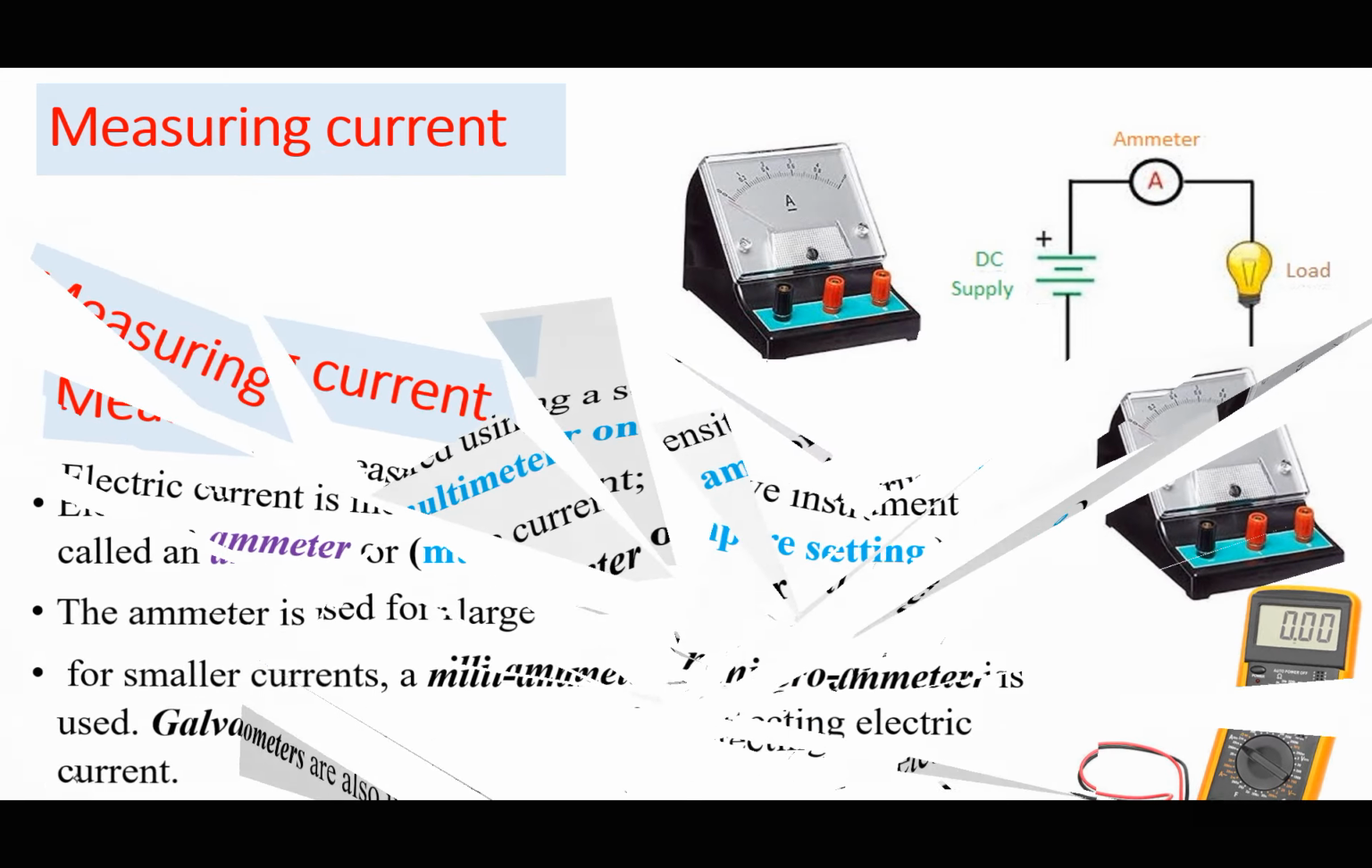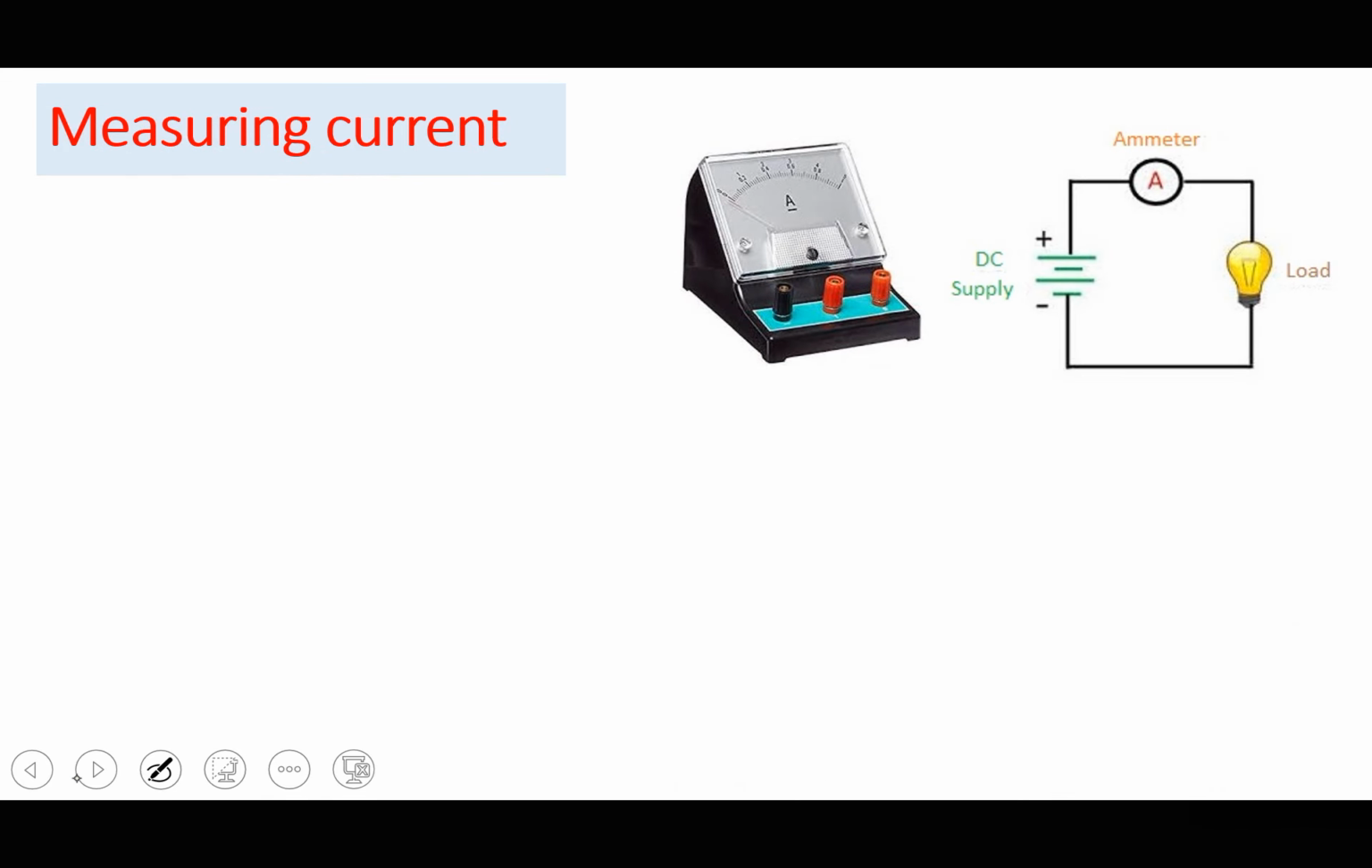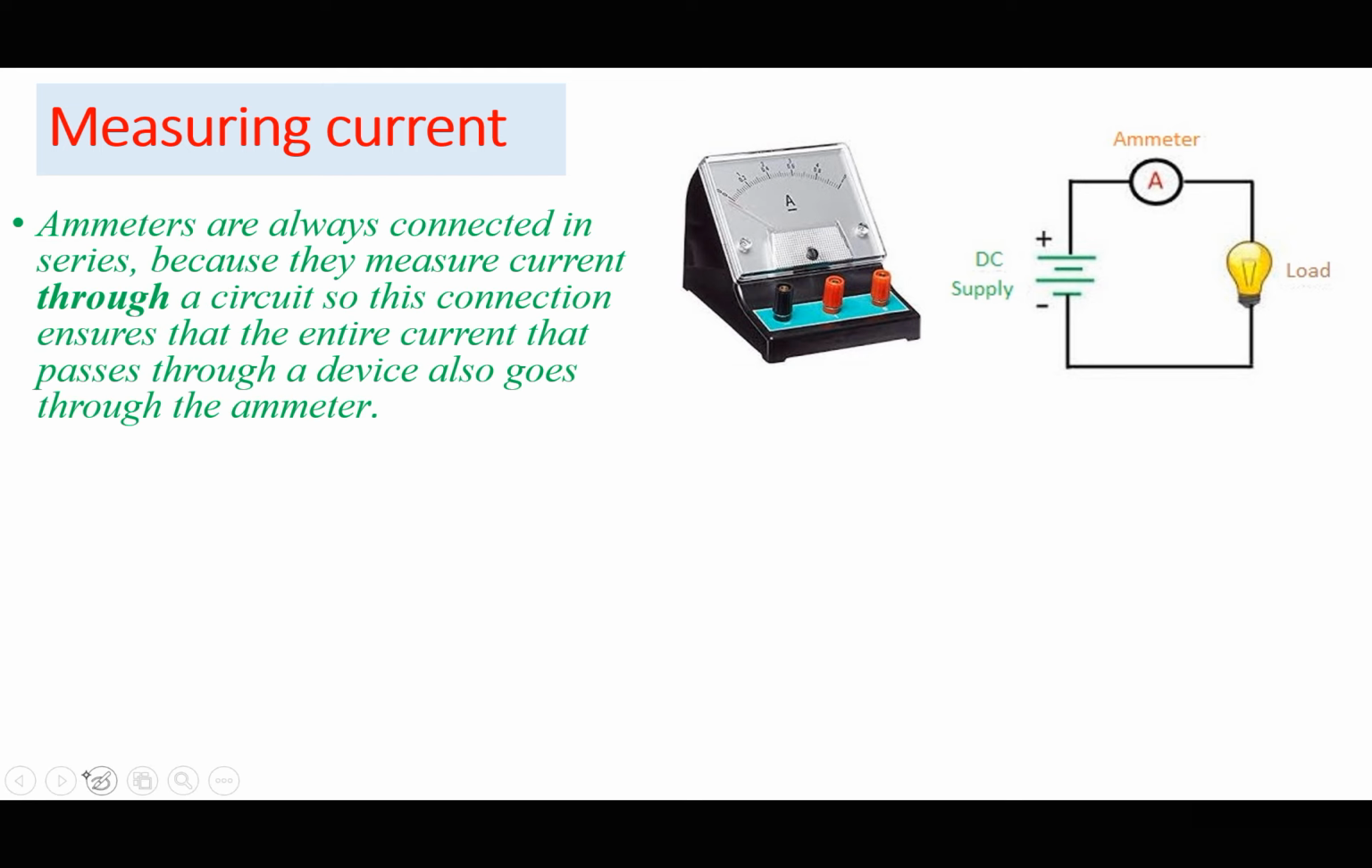So that's how we use an ammeter. And if I'm to demonstrate this, ammeters are always connected in series. They should be connected in series because they measure the current which goes through them. So that's why we connect them in series, because they should give the current which goes through a circuit. This connection ensures that the entire current that passes through a device also goes through the ammeter.